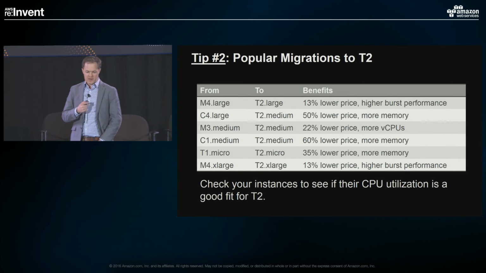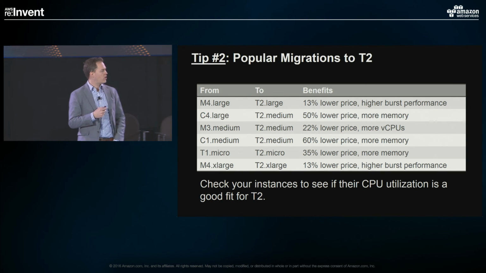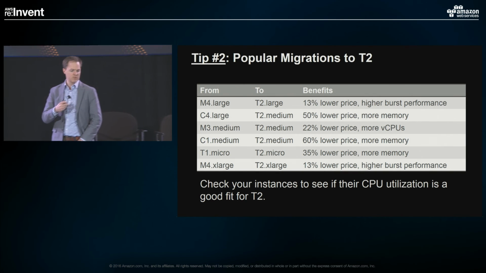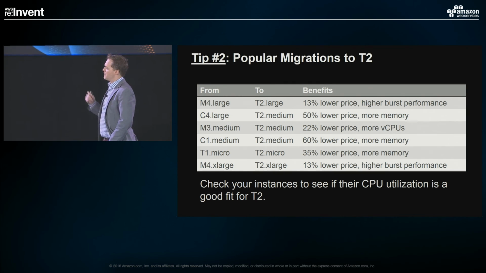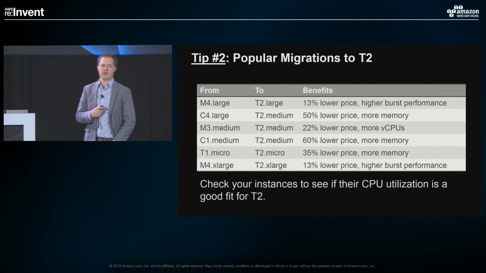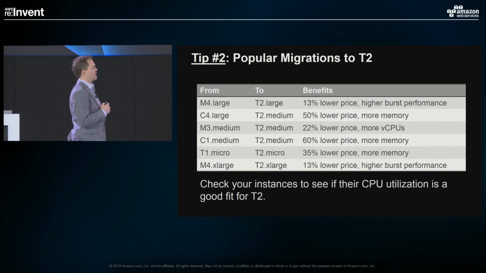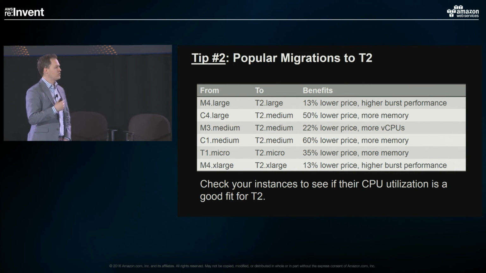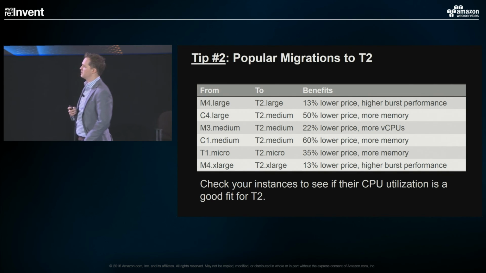The second one, which I've actually seen be even more popular than that, and is one of the reasons why I mentioned T2 mediums are quite popular, is C4 large to T2 medium. And when I say C4 large here, that could be a C3 or any previous generation as well. But in this case, you get an even bigger price benefit. It's about 50% lower price, so very significant cost savings there. And you get more memory. In this case, you do actually get the same number of vCPUs. But again, if your workload doesn't use the CPU all the time, this can be a really significant cost savings.